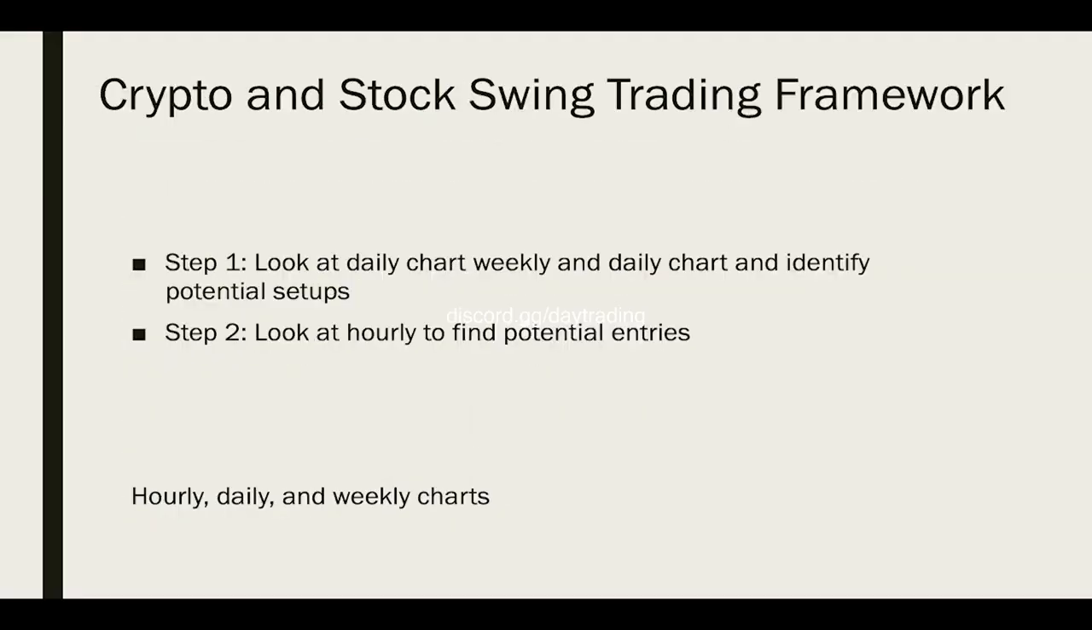For crypto and stock swing trading, number one, you're going to want to look at the daily chart and the weekly chart, okay, and identify potential setups. So go to the daily and the weekly chart, see how it's overall trending, and try to find specific setups. And step two, look at the hourly to find potential entries. Once you've found the setup you're playing on the daily or weekly chart, go to the hourly to find some potential entries so you can take advantage. Okay, so the main time frames are the hourly, daily, and weekly charts.